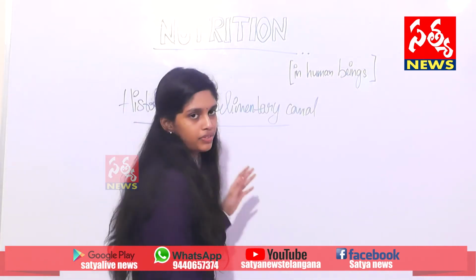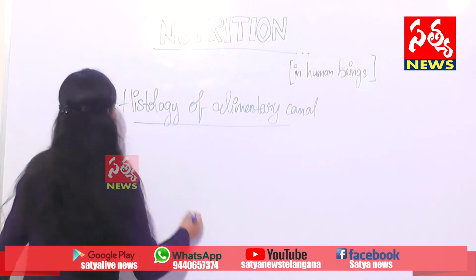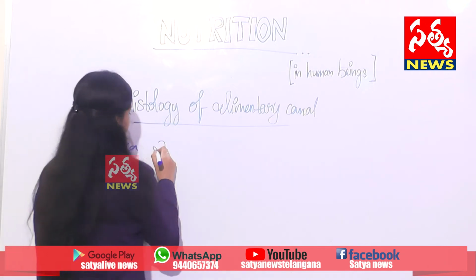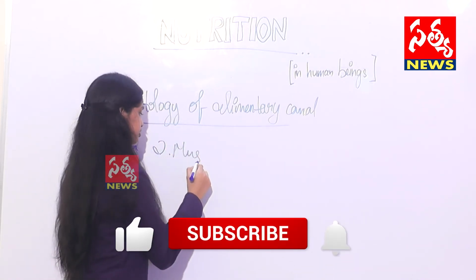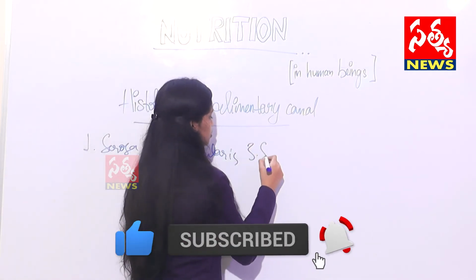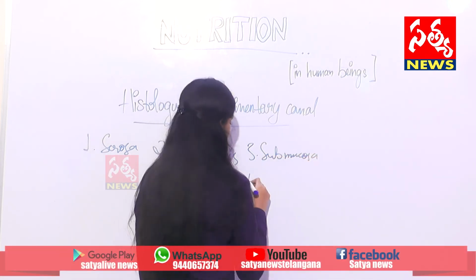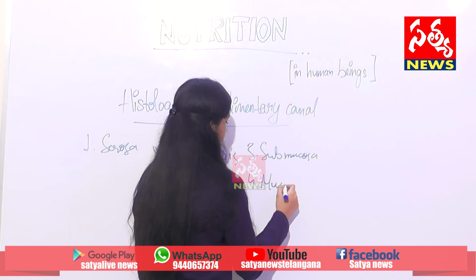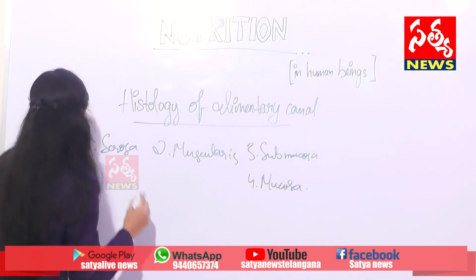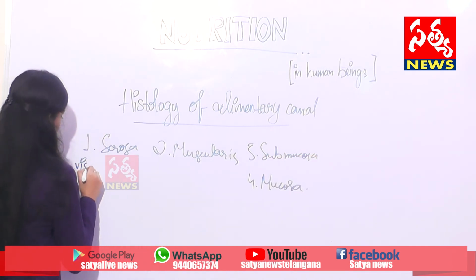Now the histology of the alimentary canal. This alimentary canal is lined by 4 layers. The first one is serosa, the second is muscularis, the third is submucosa, and the fourth is mucosa. Now let us go with the first layer, serosa. This is the outermost layer and is also called the visceral peritoneum.